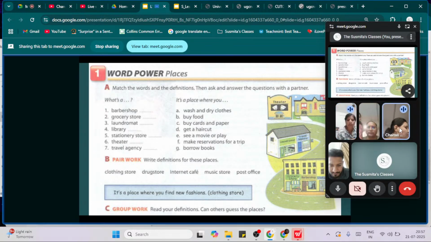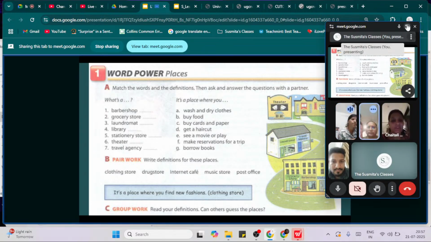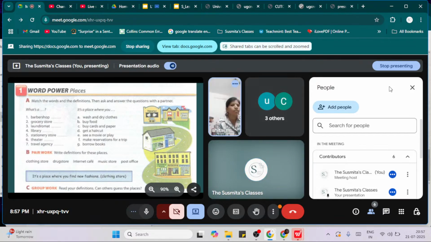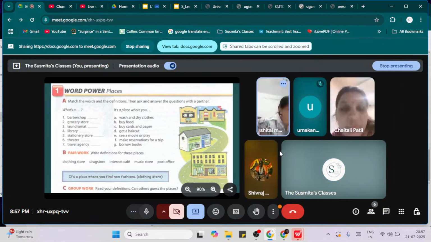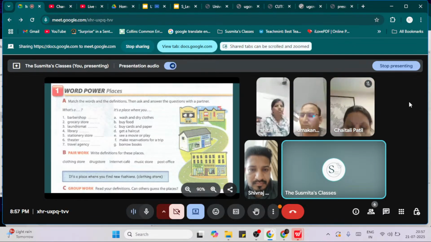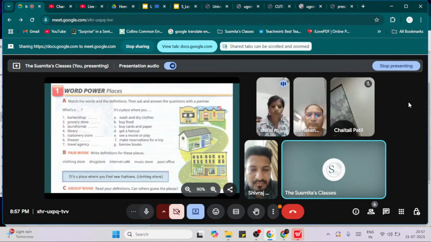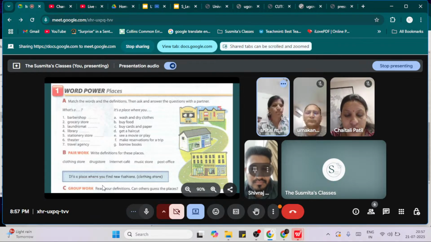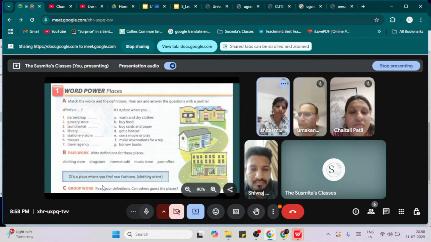Place where stars and Wait a minute, wait a minute. Chaitali ma'am, please mute yourself. Yes, ma'am. Please mute yourself. Okay. Sheetal ma'am, please repeat. It is a place where you buy cards and paper. Okay, very good. Last one.